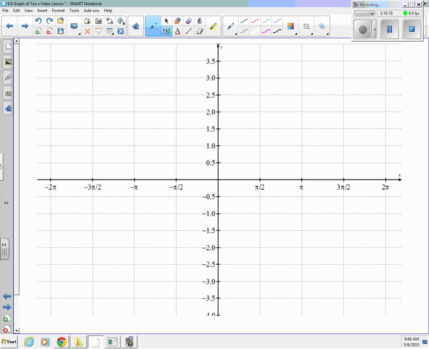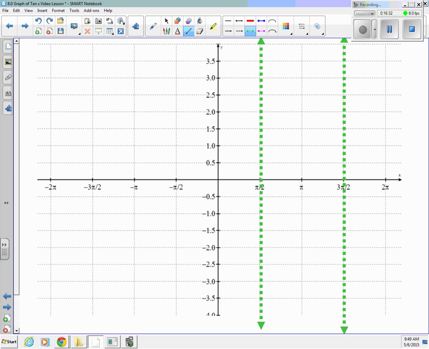And I know this is a tough graph, so on Friday I will definitely answer any questions about it. So as we discussed, there are asymptotes at every multiple, at 90 and 270, and therefore there will be asymptotes at negative 90 and negative 270. If you start at 90, keep adding 180s and you'll get asymptotes.